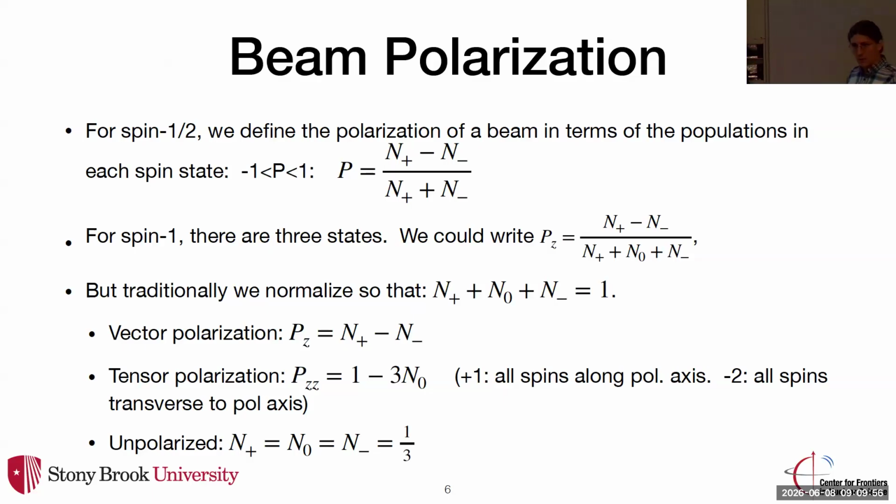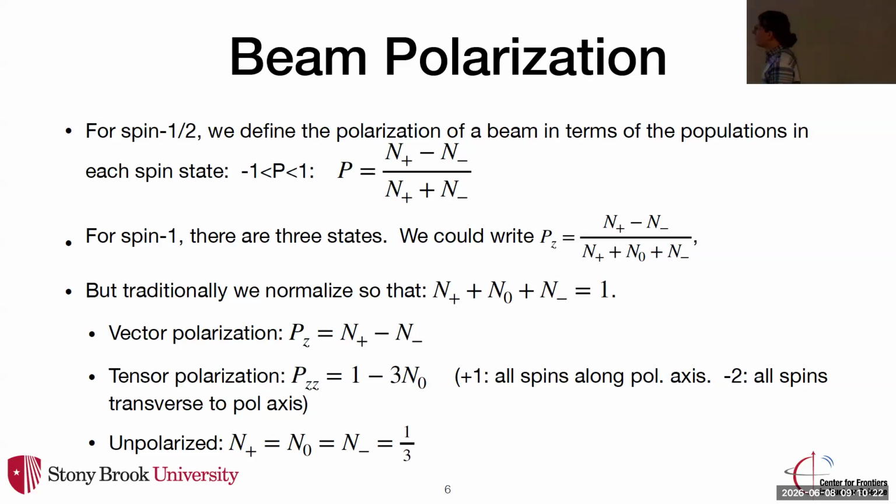We might also do some other beam species. For a deuteron, spin 1, there are 3 states. So we could in principle write P_Z equals n plus minus n minus over the sum of all 3 possibilities, either spin up, in the plane, or down. But traditionally, and I don't really understand this, but it's a choice that was made, we normalize so that these 3 are normalized to 1.